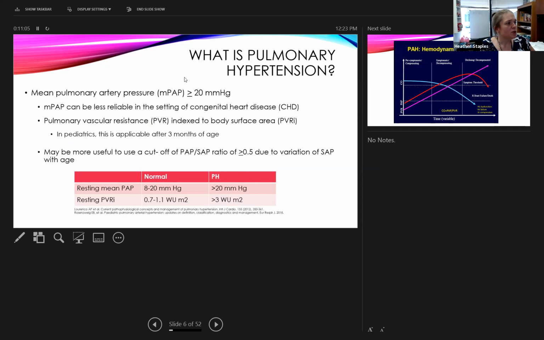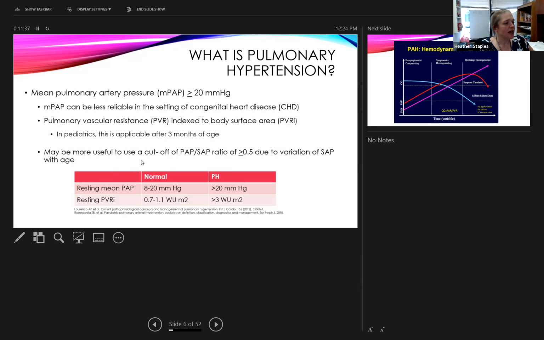So the definition of pulmonary hypertension is a mean pulmonary artery pressure greater than 20. These pressures can be a little bit difficult to ascertain, especially without a cath in a patient with a congenital heart disease. And in pediatrics, the best way to calculate this is pulmonary vascular resistance index to body surface area. Not every center routinely reports this, but in the literature, this is the gold standard.